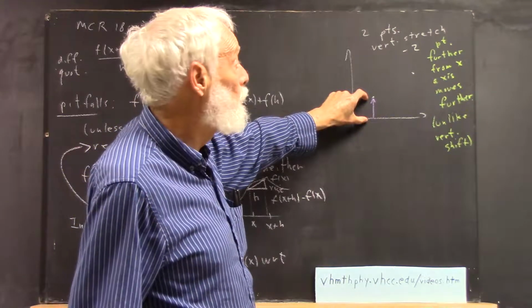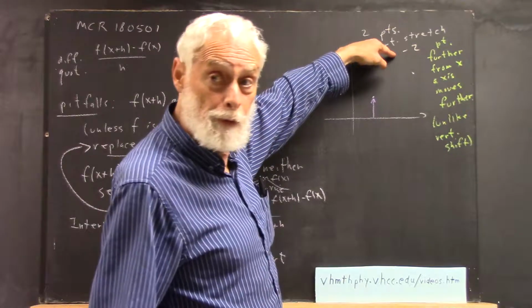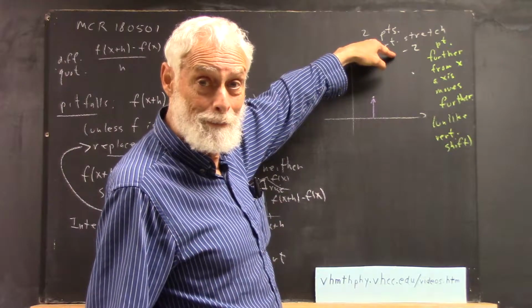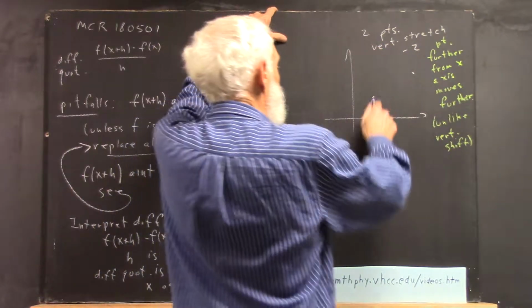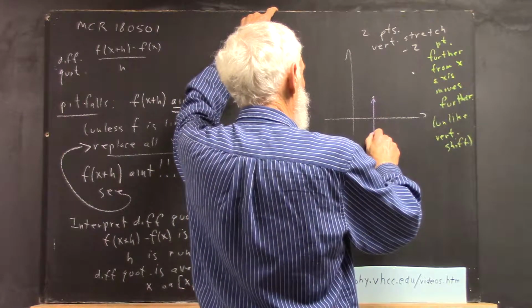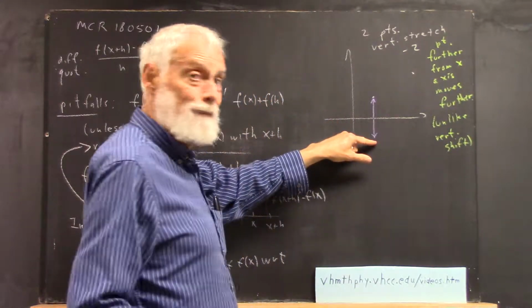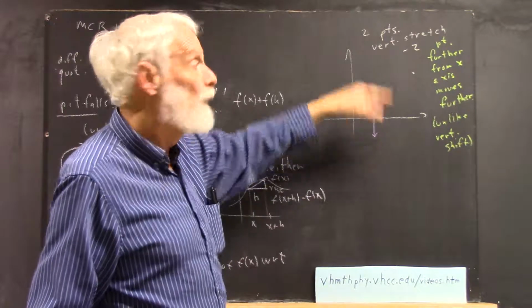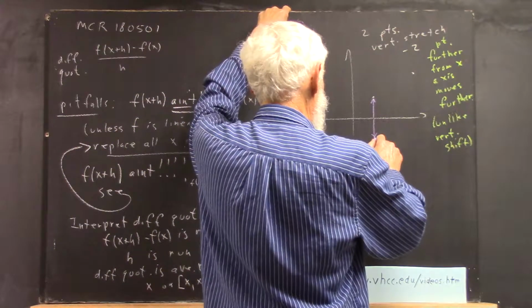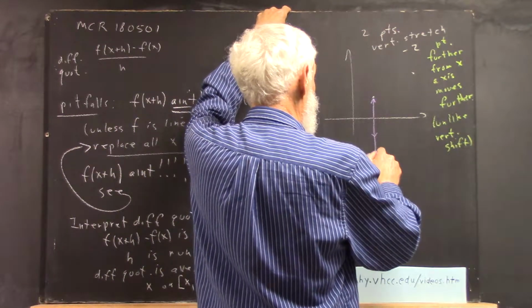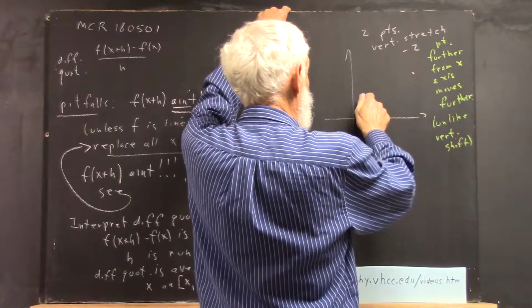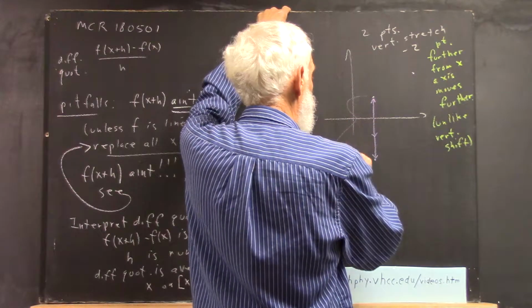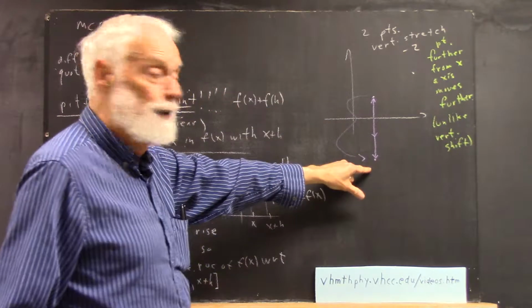You're going to go twice that far and in the opposite direction because of the negative, right? So this point is going to go, now that's where it'd be if it went just as far, right? It's going to go twice that far, so it's going to go that far plus that far again. So this point transforms to here, right?